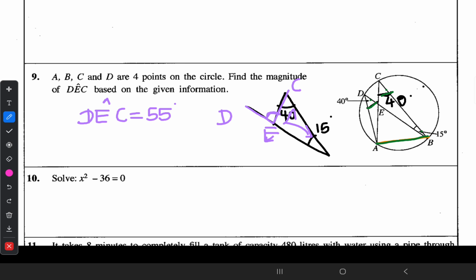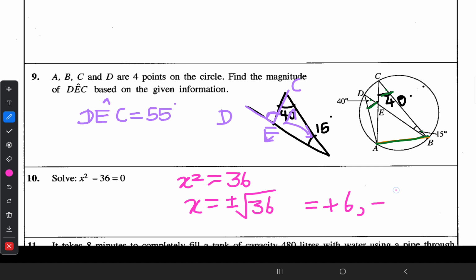Then the 10th one. x square minus 36 equals 0. So x square would be 36. x should be equal to, when you have a square value, you have to write the square root. But while writing the square root, definitely you should denote plus or minus. Plus or minus square root of 36 would be 6. So we will have two solutions, plus 6 and minus 6.